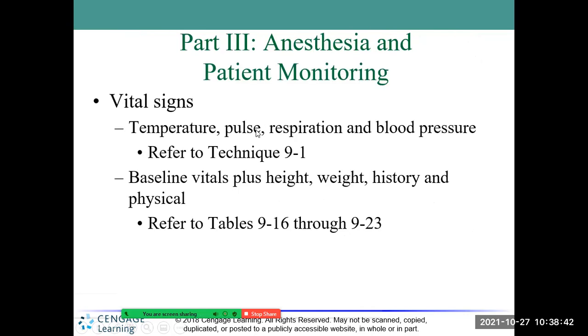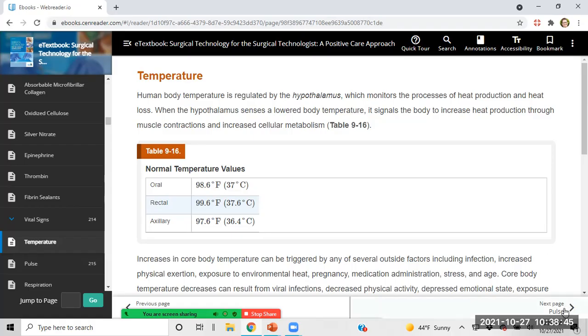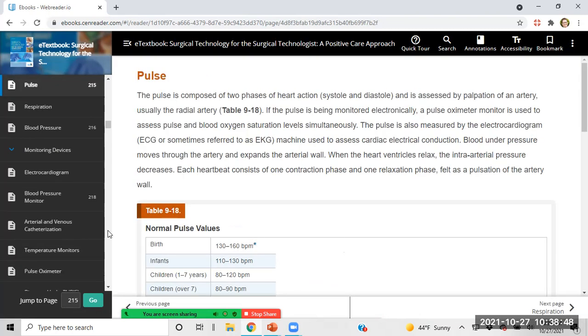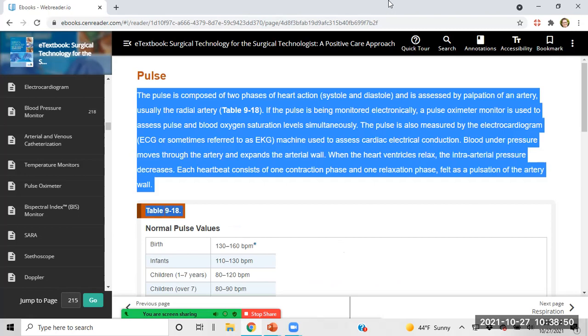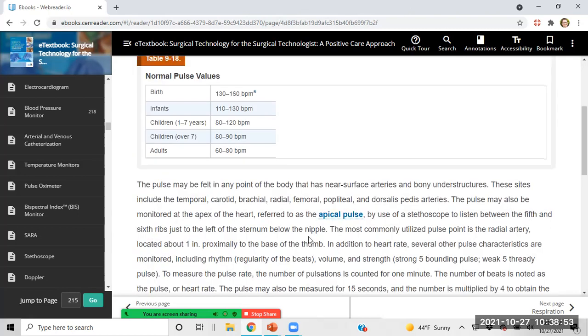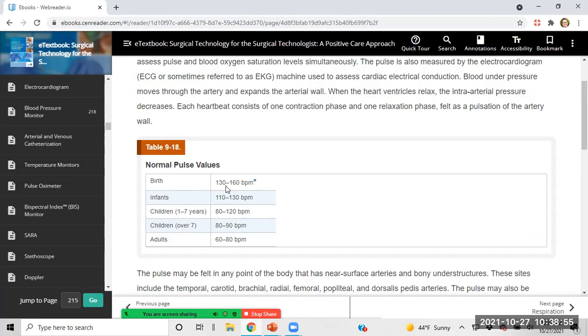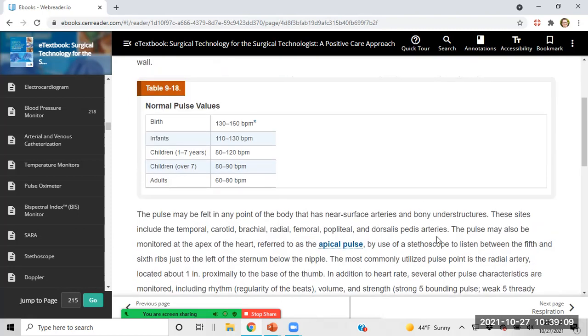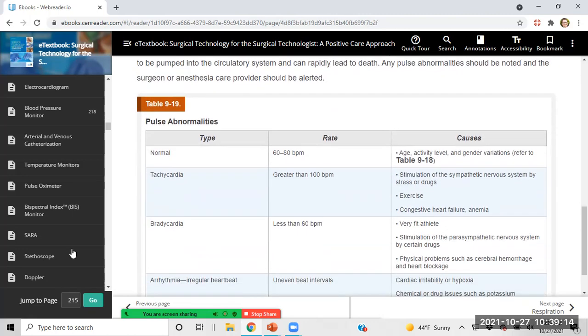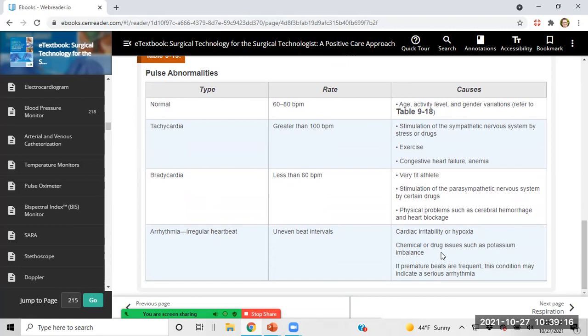All right, and then we're looking at pulse and respiration. Let's look at the pulse and see what that normal is. It depends on what age group we're looking at. If we're looking at a newborn, it could be 130 to 160. Infants, 110 to 130. Children to 7, 80 to 120. Over 7, 80 to 90. Adults, 60 to 80. There's different places to feel that in the body, so you can look at those pulse points. Here are some abnormalities that can happen and why that can happen. So you want to just read through this.